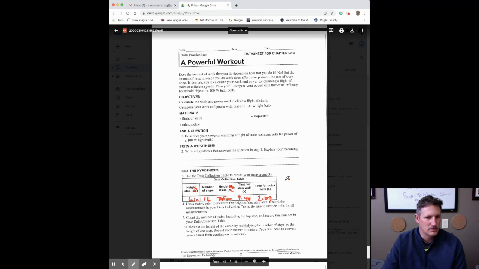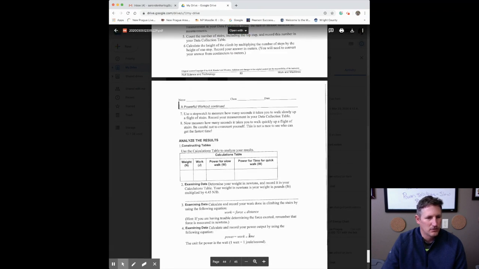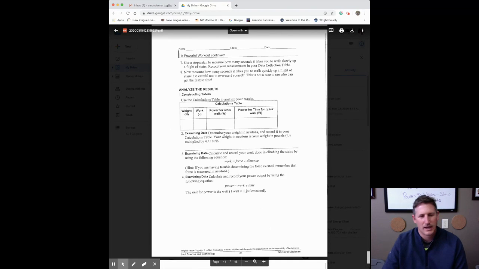Once you have all this data put into your packet, let's scroll down now and we'll take care of some calculations here. So here's where you're going to have to be very careful and take your time and make some calculations. Make sure you read the directions. So we're using the calculations table to analyze your results. Now your weight in newtons, if we go down to number 2, it says determine your weight in newtons and record it in your calculation table.